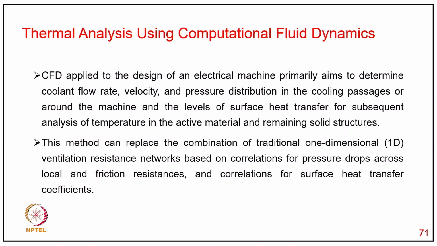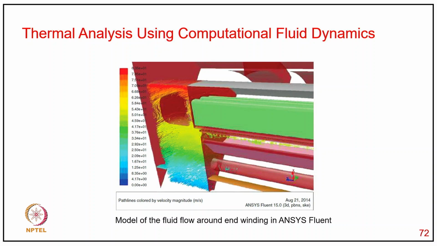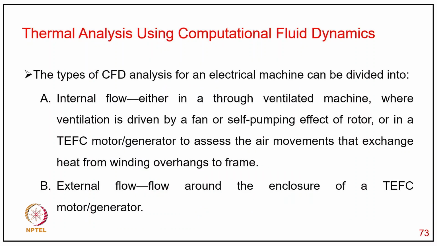This method can replace the combination of the traditional one-dimensional ventilation resistance network, based on correlations for pressure drop across local and frictional resistances and correlations for surface heat transfer coefficient. They typically model the fluid flow around the end winding using ANSYS Fluent.